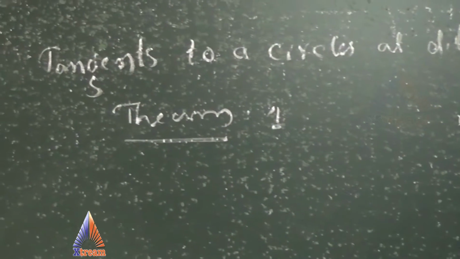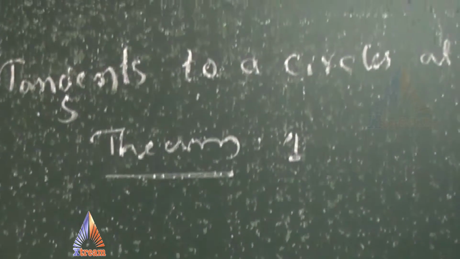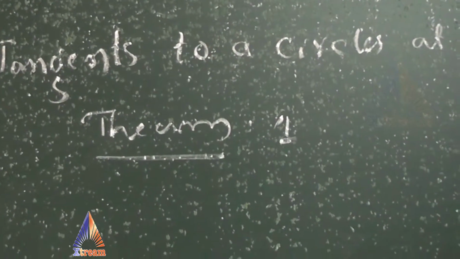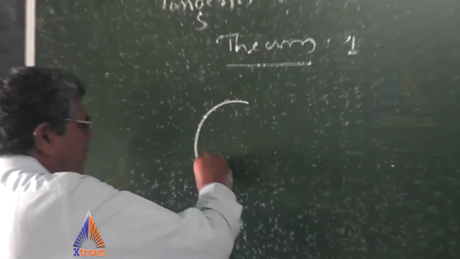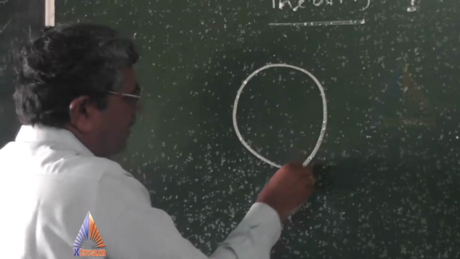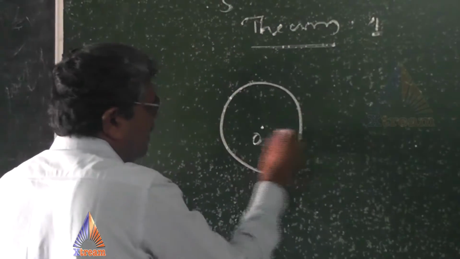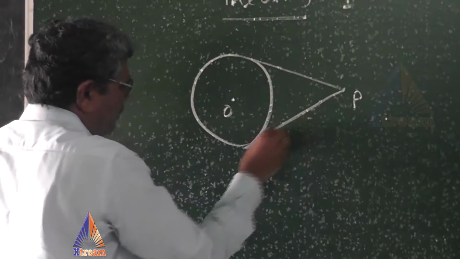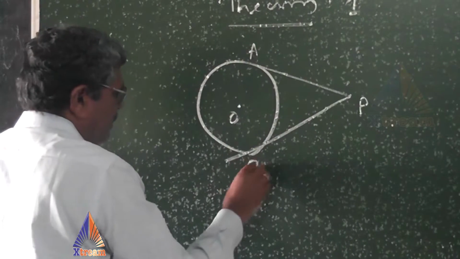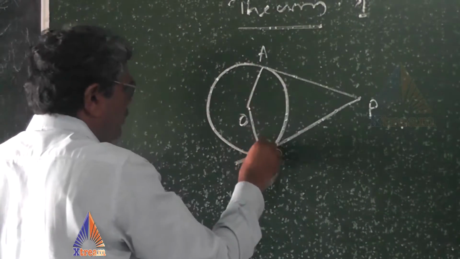The tangents drawn from an external point to a circle are equal. They subtend equal angles at the center and are equally inclined to the line joining the center and the external point. This is the figure. The figure is essential for every theorem; without a figure you cannot get marks. This is the center, this is the external point P. PA and PB are the tangents. This is A, this is B, so AO and OB.